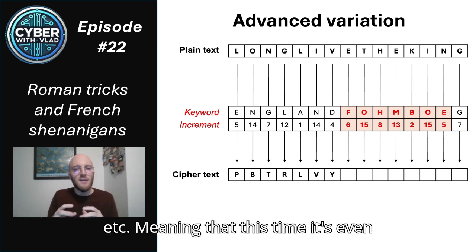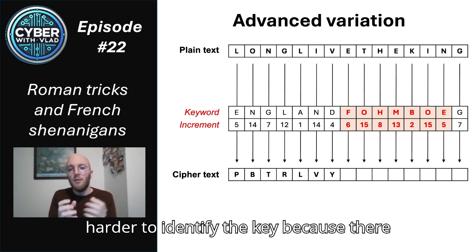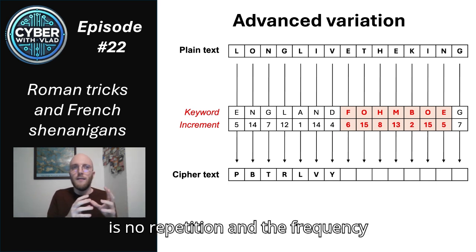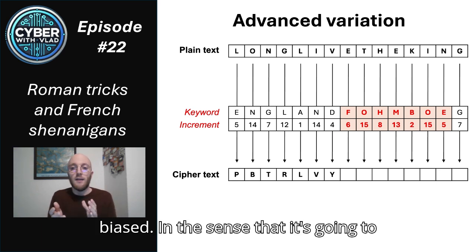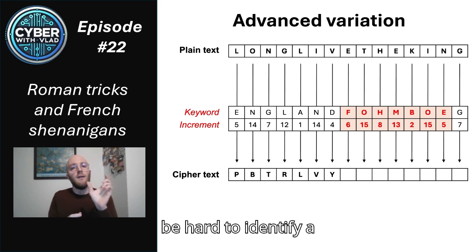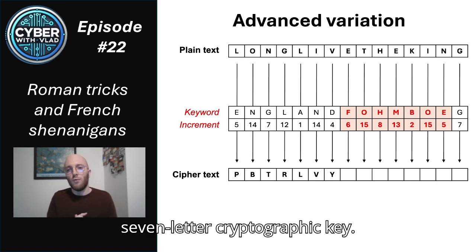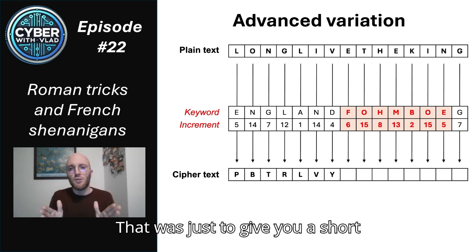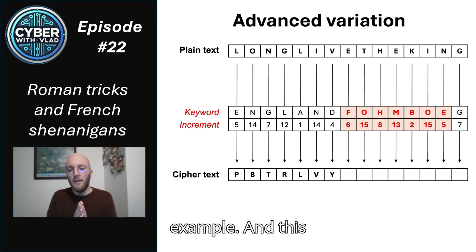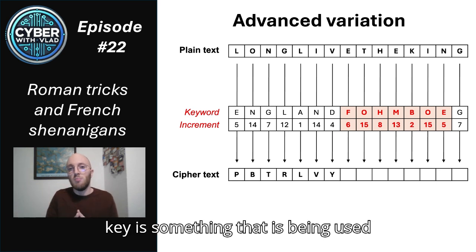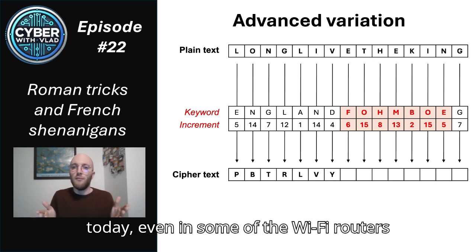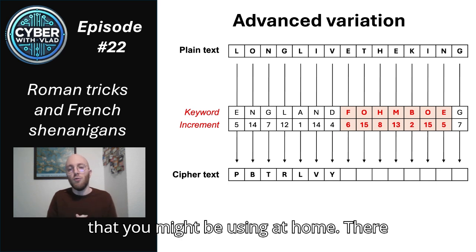Meaning that this time it's even harder to identify the key because there is no repetition, and the frequency analysis is going to be completely biased, in the sense that it's going to be hard to identify a 7-letter cryptographic key. That was just to give you a short example. And this concept of incrementing and deriving the key is something that is being used today, even in some of the Wi-Fi routers that you might be using at home.